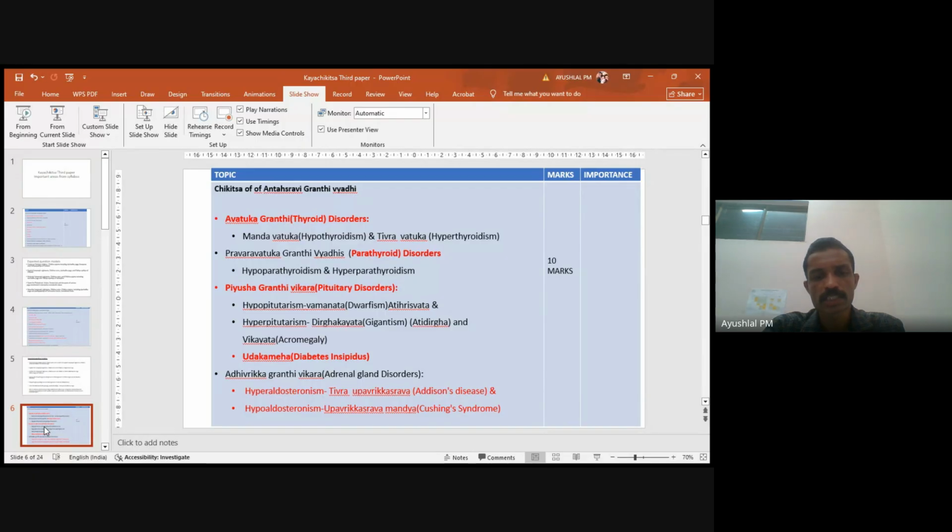Then adrenal gland disorders, Adhivrikka Granthi Vikara. Here also there are hyperaldosteronism, hypoaldosteronism, Addison disease, Cushing disorders. Just see what all these things are, how they are diagnosed and what are the symptoms. Only Addison disease and Cushing disorders are given in the syllabus, and hyperaldosteronism or hypoaldosteronism. This adrenal gland is not that important. So what I feel is you can mainly concentrate on thyroid, parathyroid, and pituitary. Mainly parathyroid and pituitary. Udakameha also has a chance. So this is from endocrinal portions.